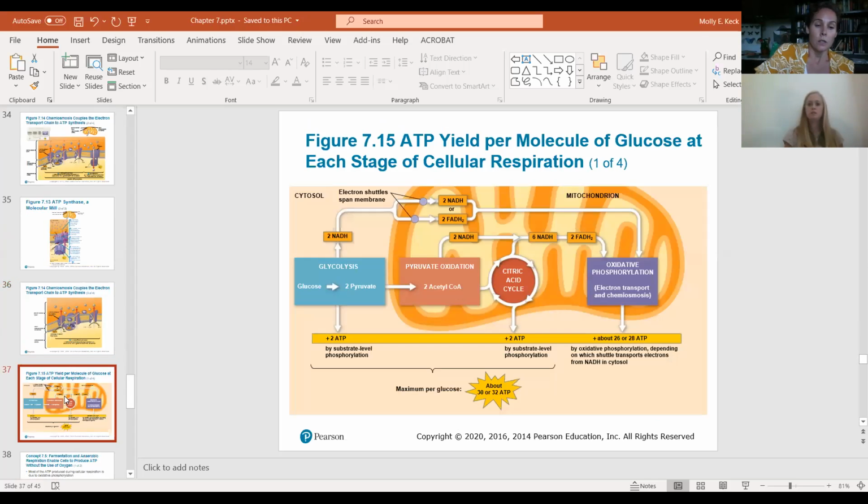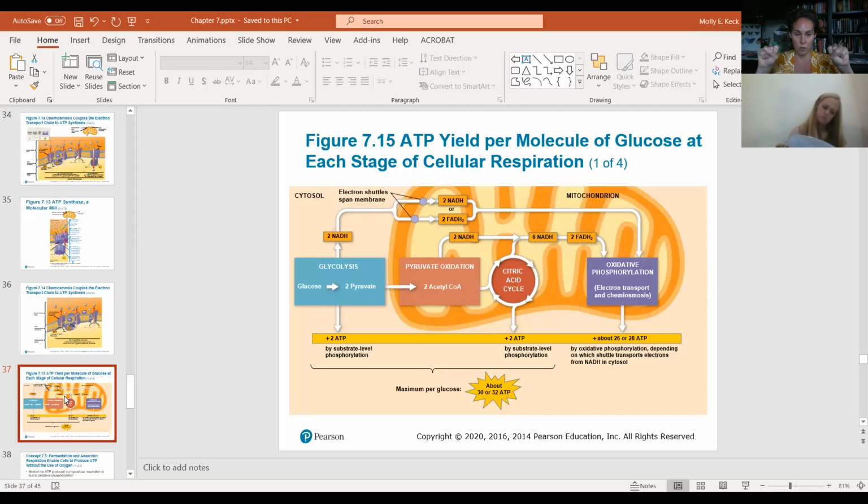Okay, so our overall yields from cellular respiration. During glycolysis, no oxygen is needed. Glucose goes in, 2 pyruvates come out. We had to add a little bit of energy, so we only get 2 ATPs from it, and that's through something called substrate level phosphorylation. This happens outside of the mitochondria. It's the only part of cellular respiration that's not inside the mitochondria.